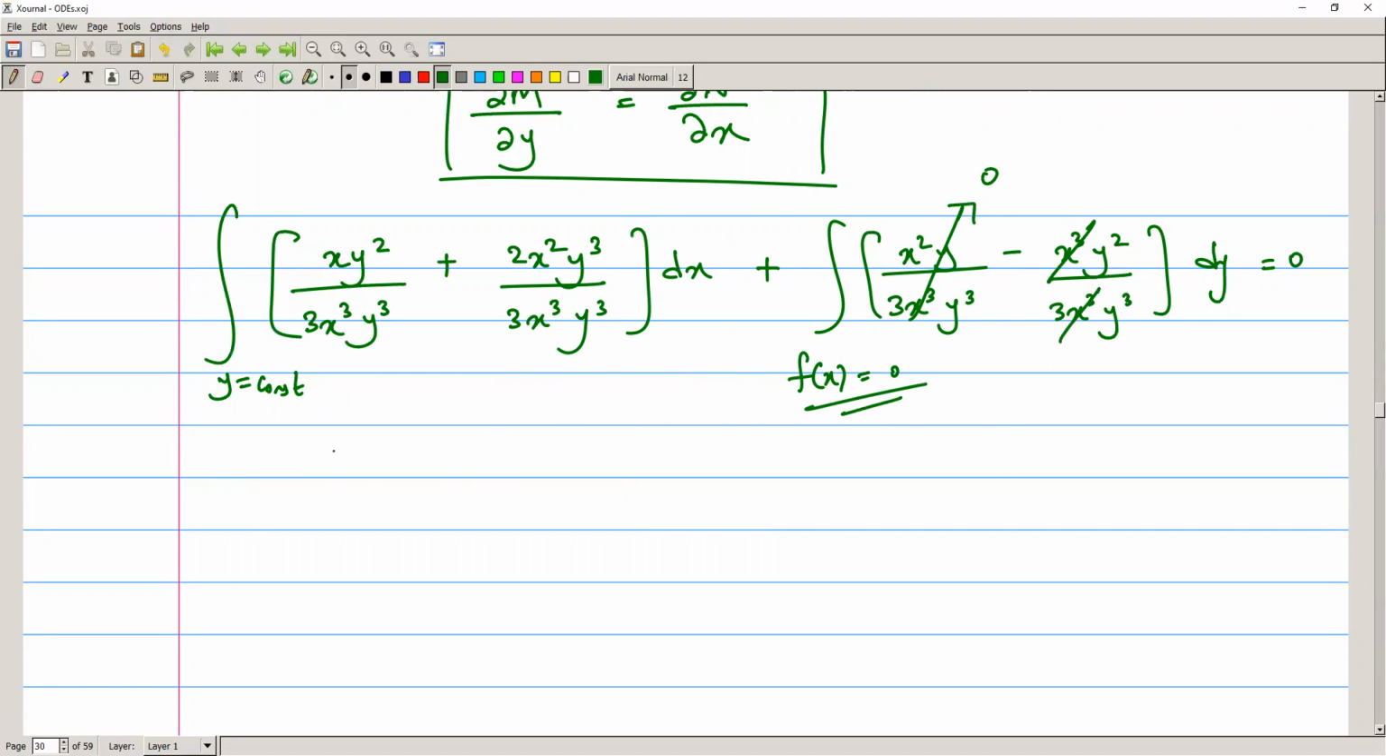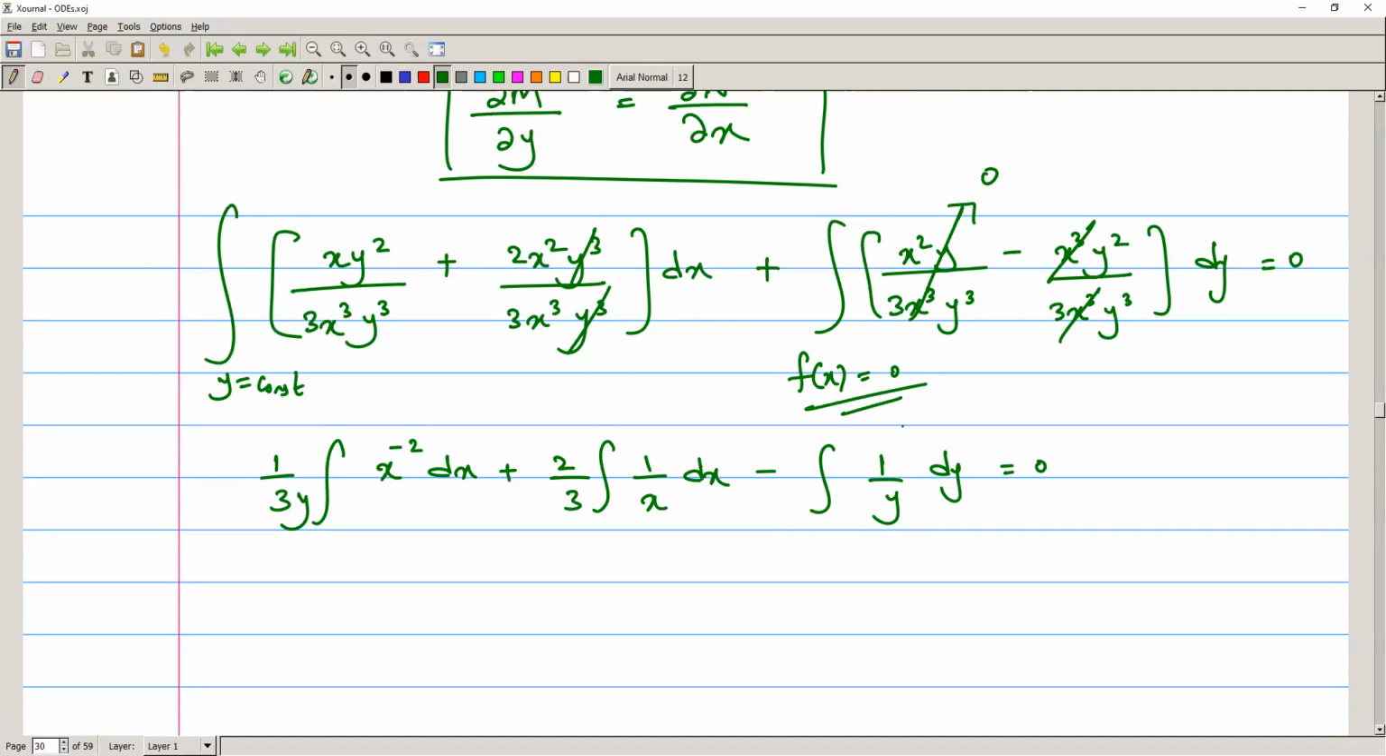So now we can simplify this one. What we will get is 1 over 3 and times y, which will be treated as a constant here, and this is x squared over x cubed, which means x to the power −2 dx, plus 2 over 3. This y will cancel out, and we will be left with 1 over x dx, and then here minus 1 over y dy, that is equal to 0, right?